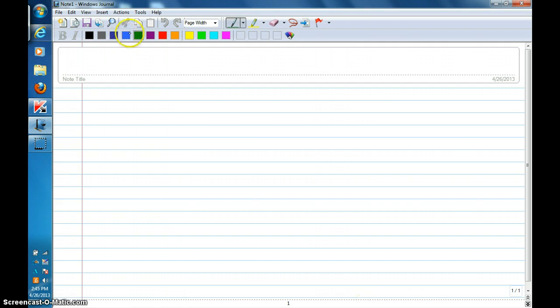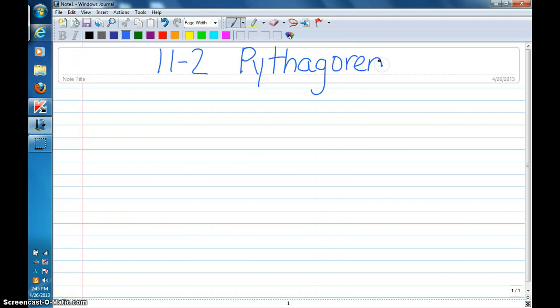What we're looking at today is the Pythagorean theorem, and this is also on page 584. A lot of you have heard of this before. This is for right triangles.